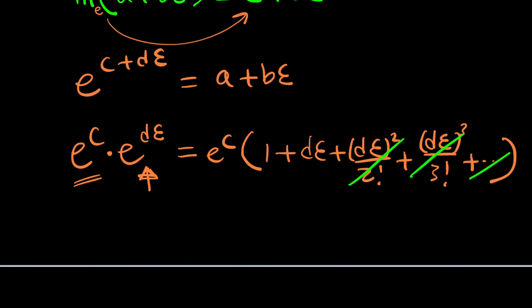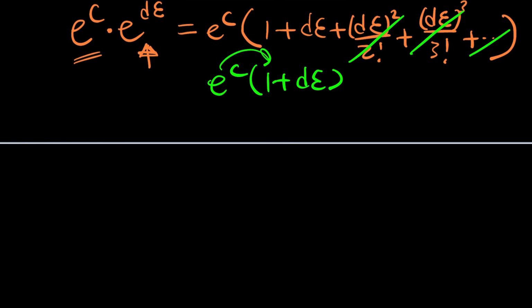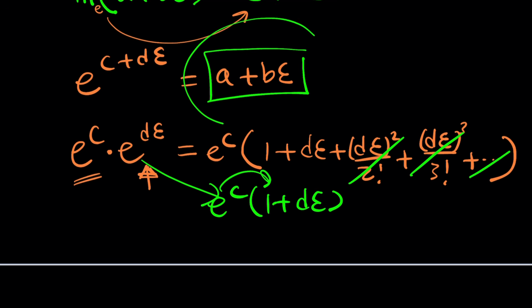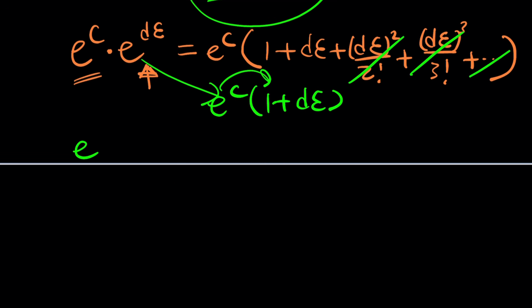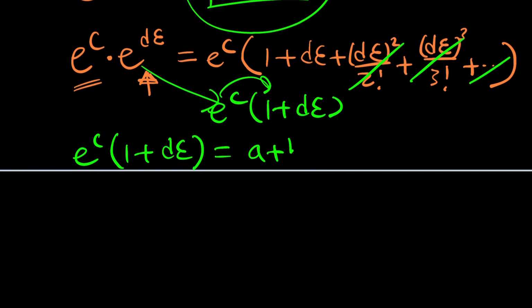This is really cool, isn't it? This gave us e to the c times 1 plus d epsilon. But we were looking for this, right? So very cool. In other words, if you distribute this, remember, this comes from the left-hand side, and this is the right-hand side. So now we're going to set this, let me write it down one more time before I distribute. And on the right-hand side, I have a plus b epsilon.